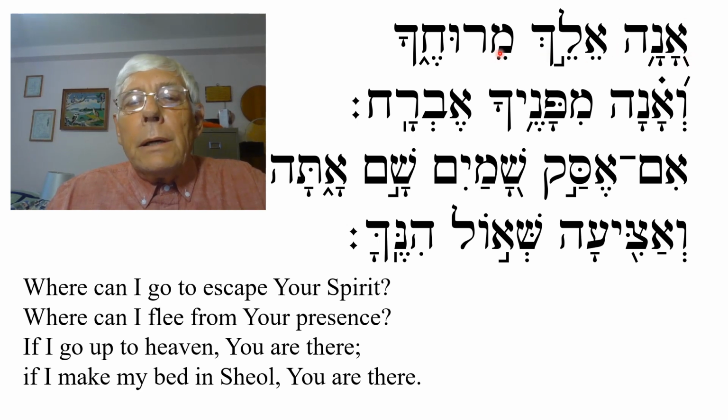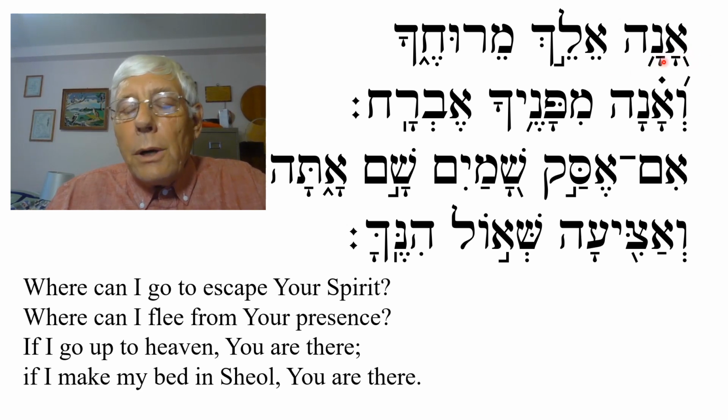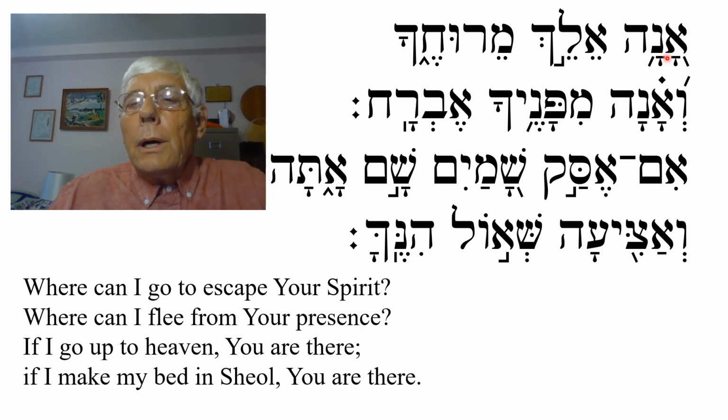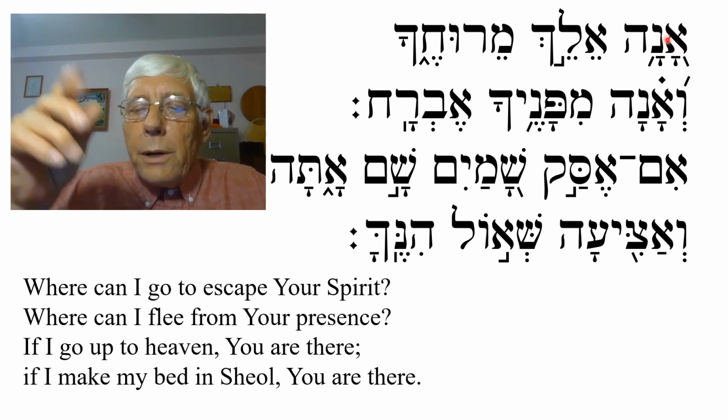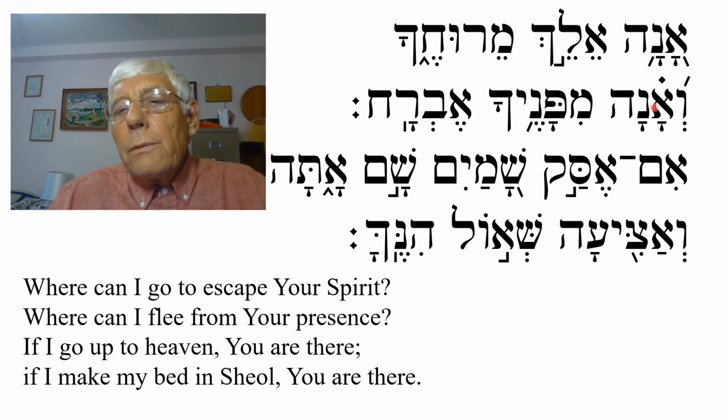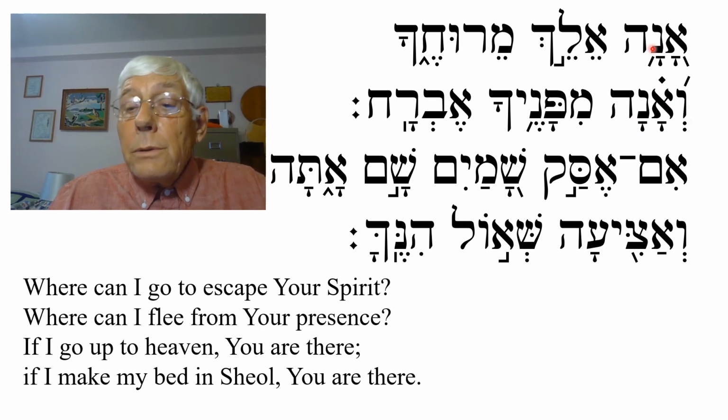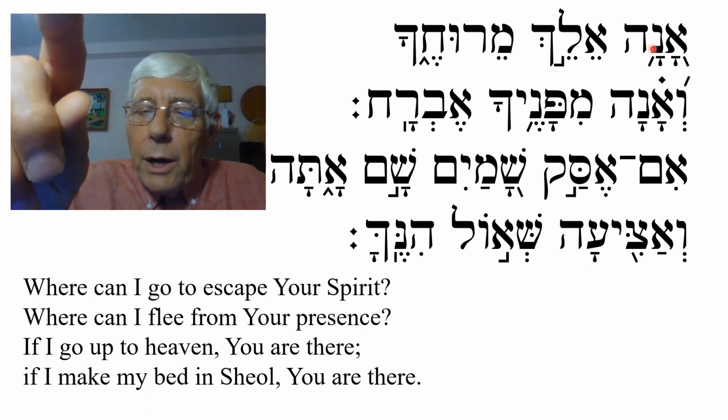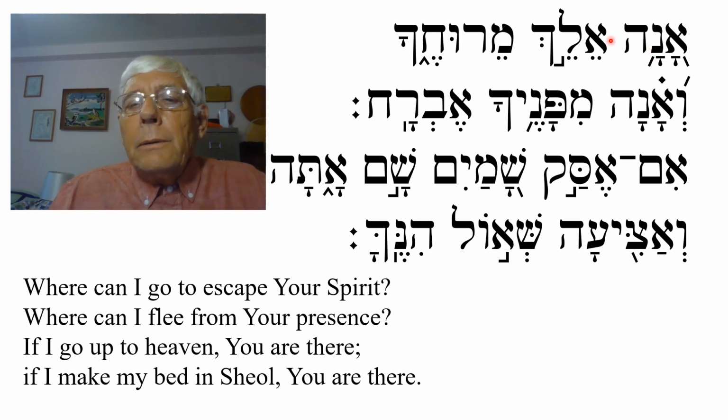Ana elech me'ruachecha ve'ana mi'panecha evrach. Ana is where, and it's an interrogative particle, of course, an interrogative word. It's a contraction of ayin, so to look toward, or where. And I also think of these two as the same here. Ana, this one's ana with the conjunction. I also like to think of the hey as a directional hey. So ana, where, okay, pointed out. Okay, ana, elech. This is I will walk.